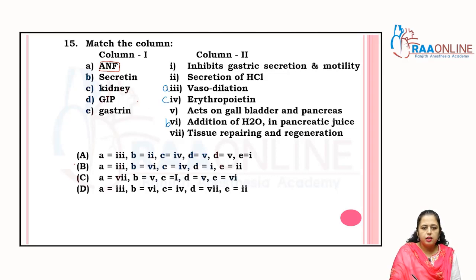So C is there. GIP, that is gastric inhibitory peptide, inhibits the gastric secretion and motility, that is D1, right? And gastrin helps in the secretion of HCl, that is E, right? So according to the given options, actually all these are not related with these functions, right?